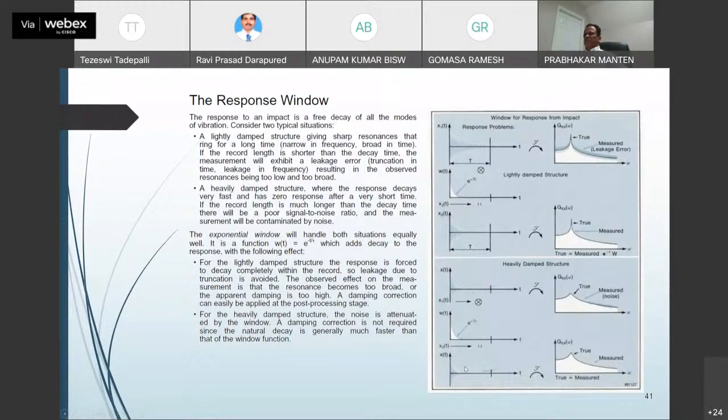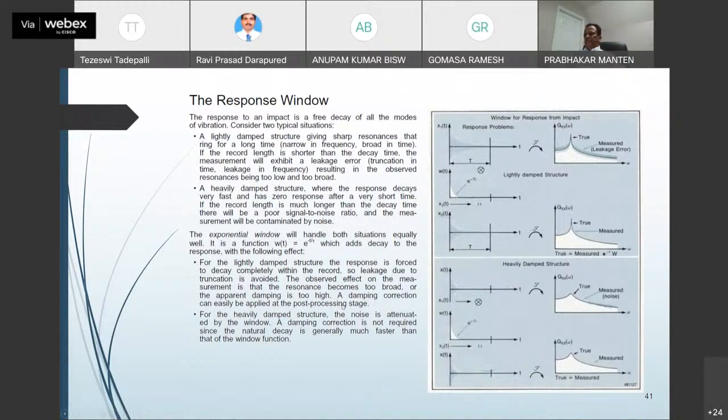If the force record length is much longer than the decay time, there will be a poor signal to noise ratio, and the measurement will be impacted more by noise. The exponential window will handle both situations equally well. It's a function of the response with time, e to the power of minus t over tau, which adds decay to the response with the following effect. For the lightly damped structure, the response is forced to decay completely within the record. The observed effect on the measurement is that the resonance becomes too broad, or the apparent damping is too high. Apparent, not the real damping.